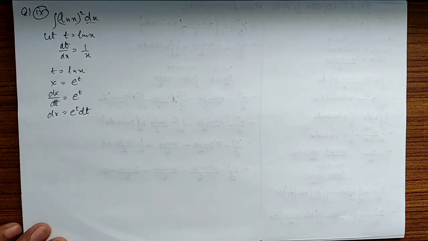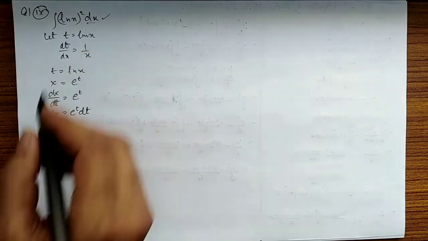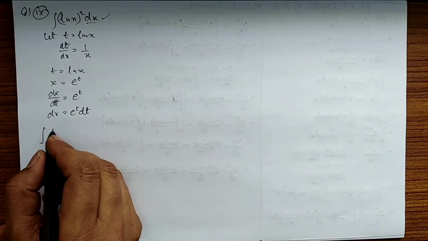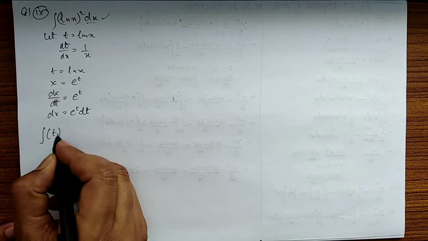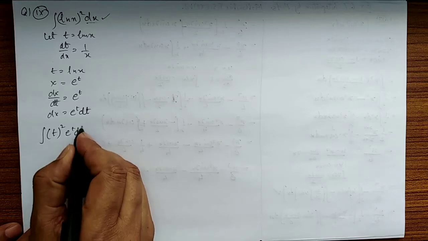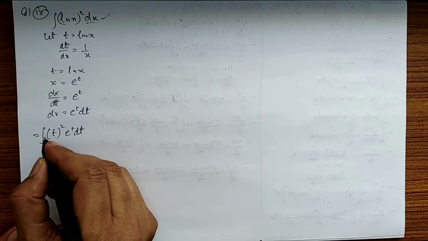So by putting the values, converting the given question in terms of t, we can write the integral of ln x. In place of ln x, we can write t, and in place of dx, e power t dt.